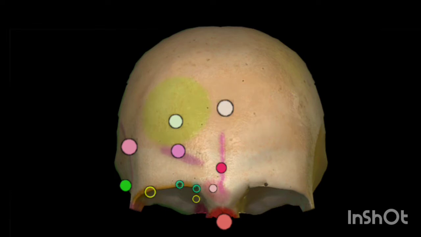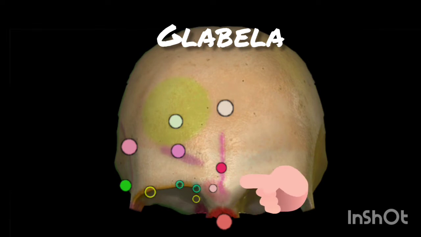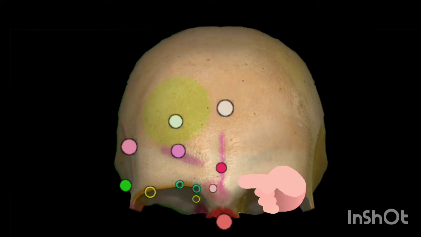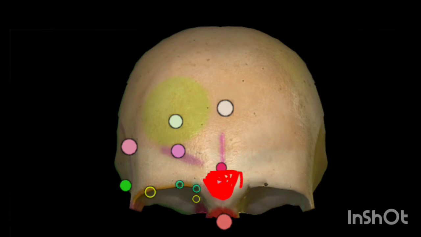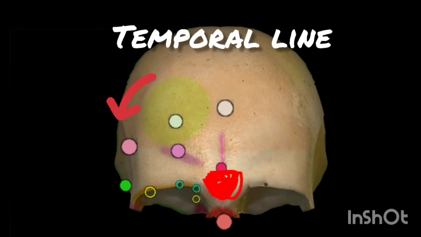So now the next thing that I'll discuss with you guys is going to be the glabella. Glabella is a smooth part of the forehead between the eyebrows and above the eyebrows. So this is basically glabella. It is a smooth portion just between the eyebrows and above the eyebrows. So it is going to extend to like here. This is the glabella.